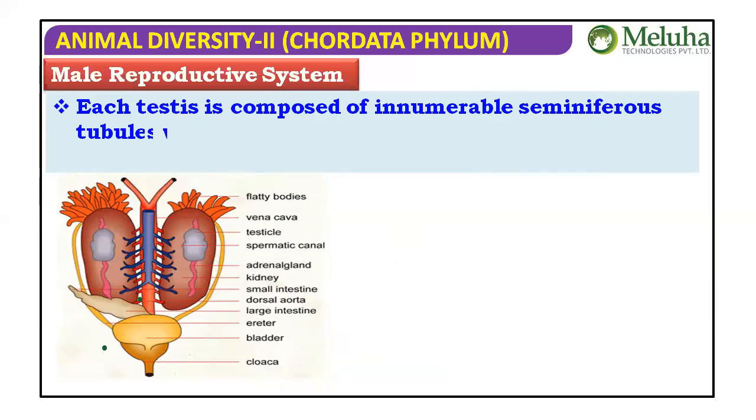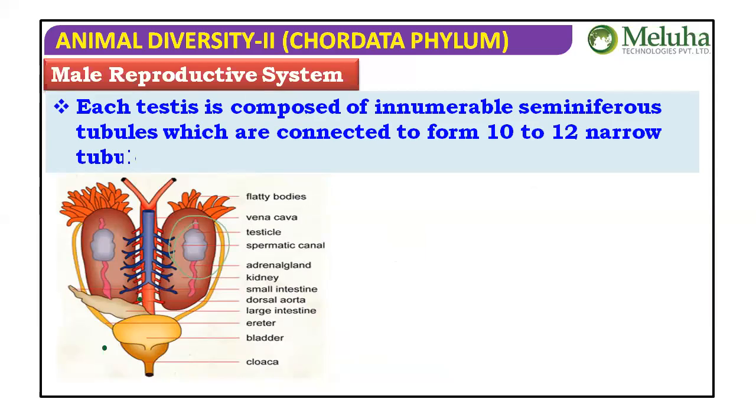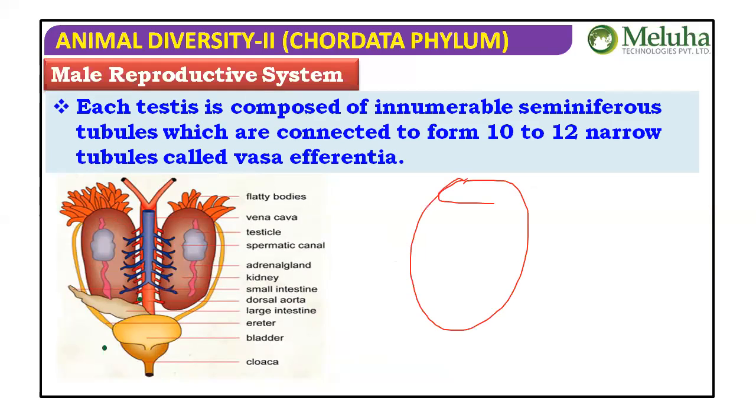Can you see the testis in the diagram? This is the testis. It is connected to the dorsal wall of the kidney by the mesorchium. Each testis is composed of innumerable seminiferous tubules, which are connected to form 10 to 12 narrow tubules called vasa efferentia.